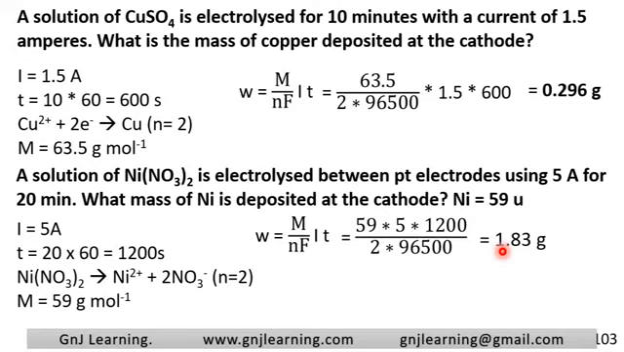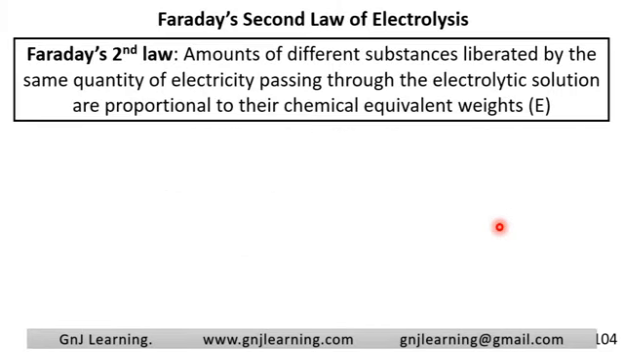So Faraday has actually given the first law to find out the amount of substance deposited, and he has provided a second law. Let's look into Faraday's second law. The amounts of different substances liberated by the same quantity of electricity passing through the electrolytic solution are proportional to their chemical equivalent weights.